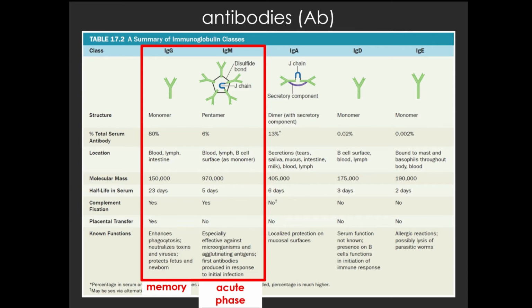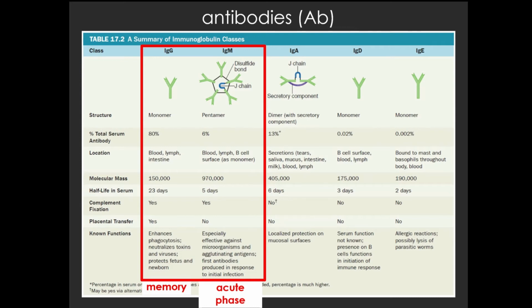So IgA, IgD, IgE, you can ignore. And for IgG and IgM, I want you to be able to contrast which is memory, which is acute phase, and which of those two crosses the placenta.